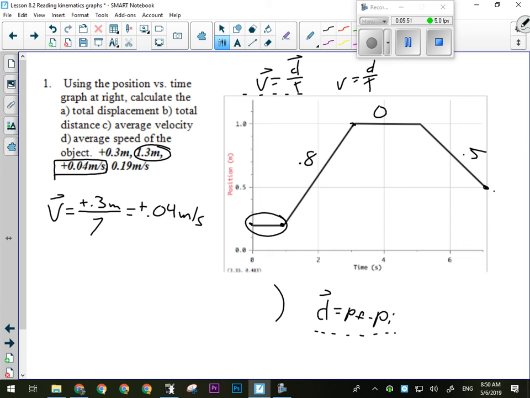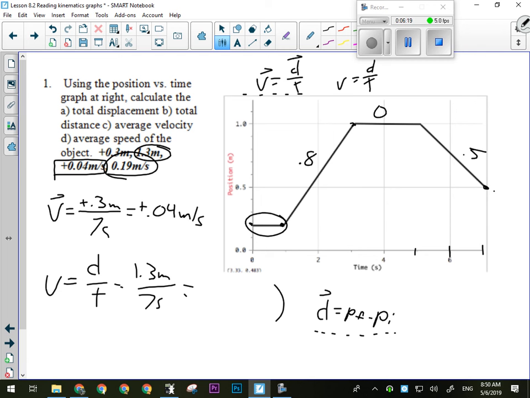7 seconds, right here, right? So this is 5, 6, and 7 seconds. Yep. All right, the last part says it wants the average speed. We calculate average speed by distance over time. I already calculated the distance. It's 1.3 meters divided by 7 seconds. So that'll give us 0.19 meters per second as the average speed over the whole trip.